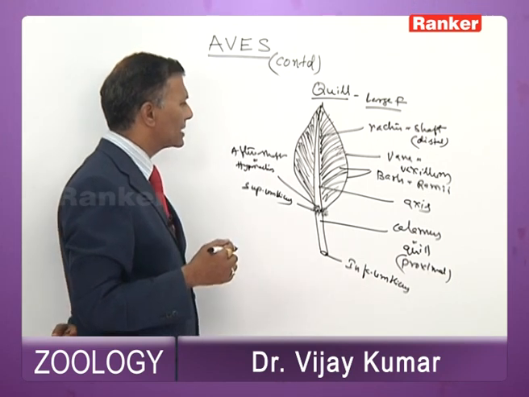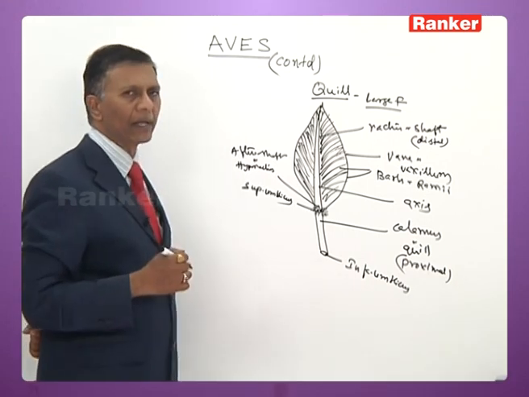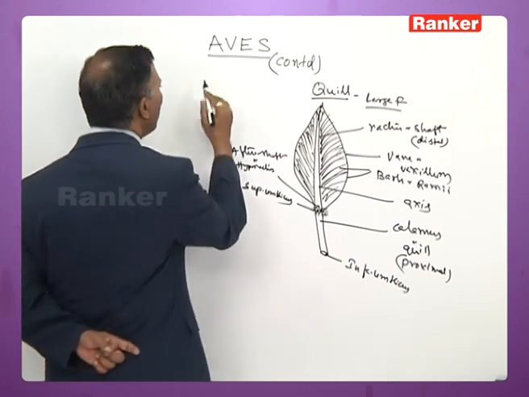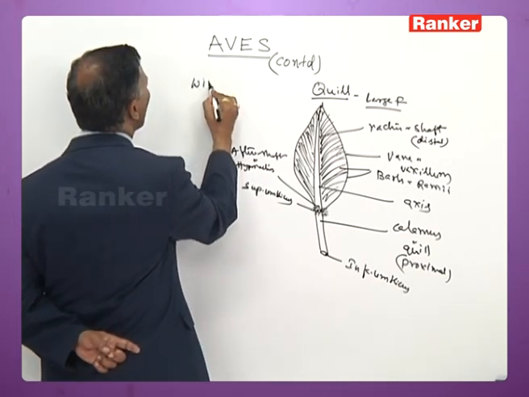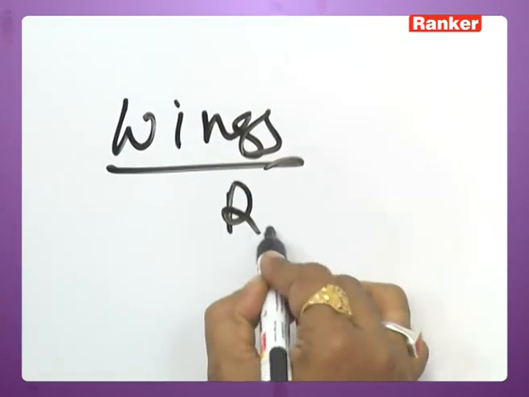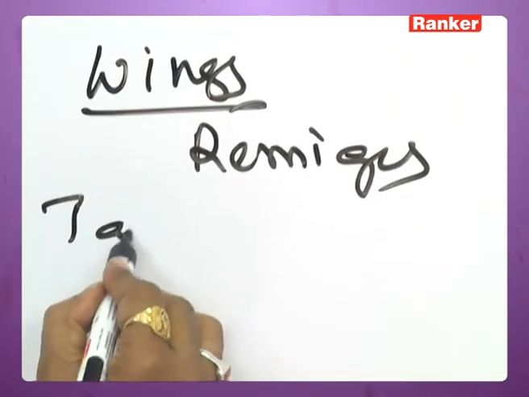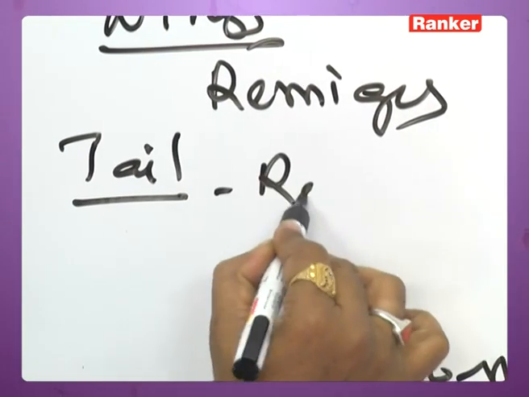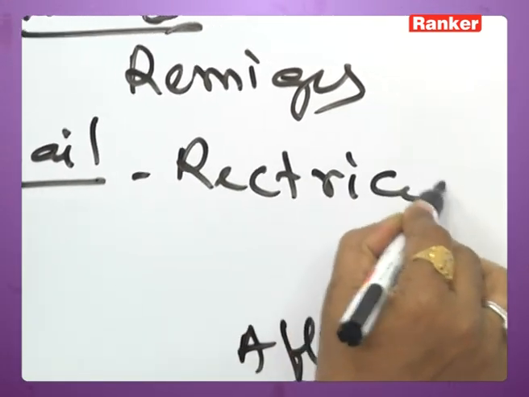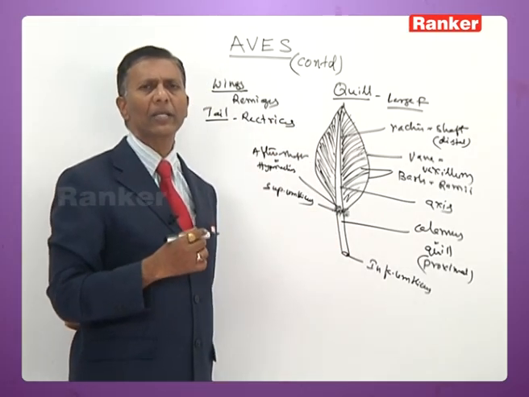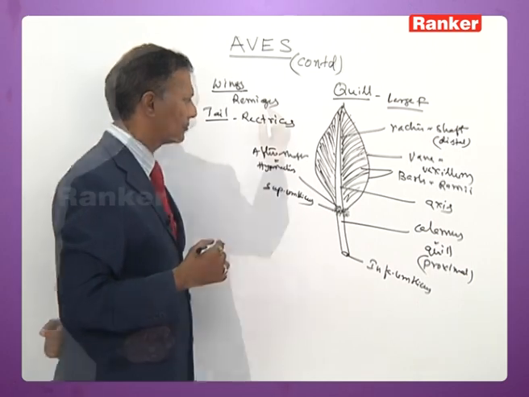Okay, so this is the general structure of a quill feather. The big feathers present on the body can be called quill feathers. The quill feathers present on the wings are called remiges. The quill feathers present on the tail are called rectrices.